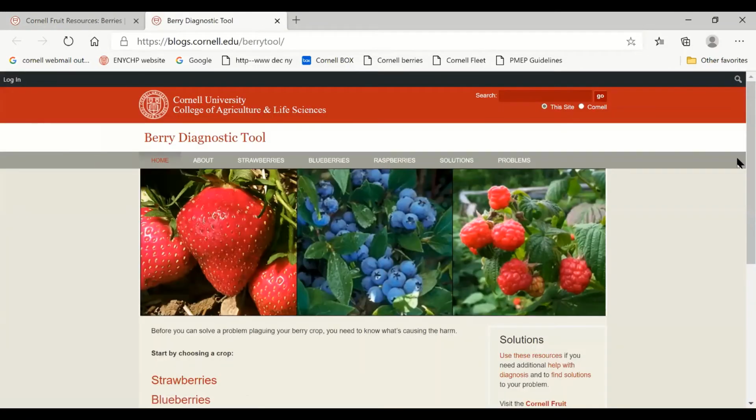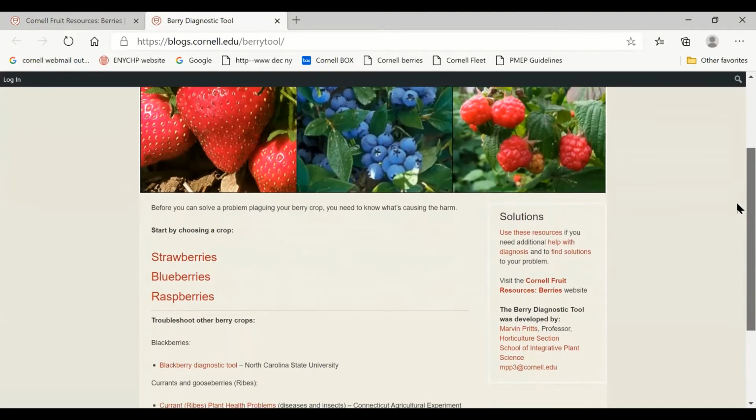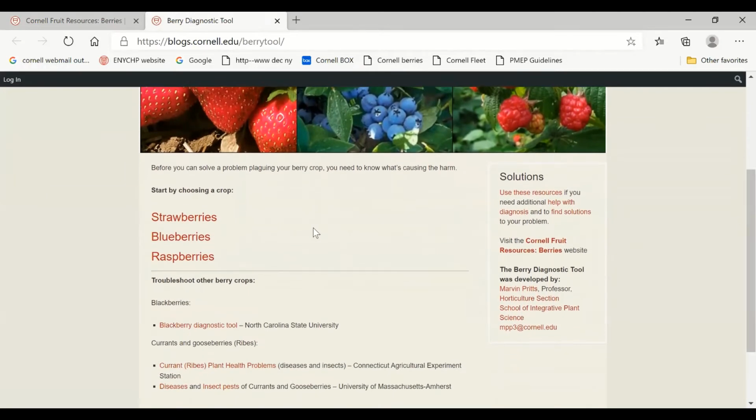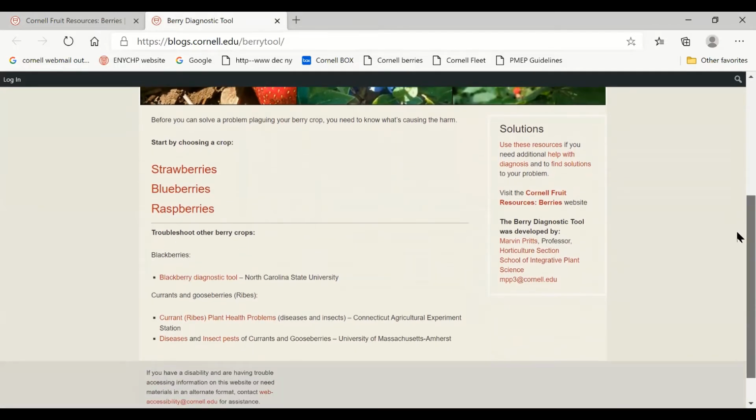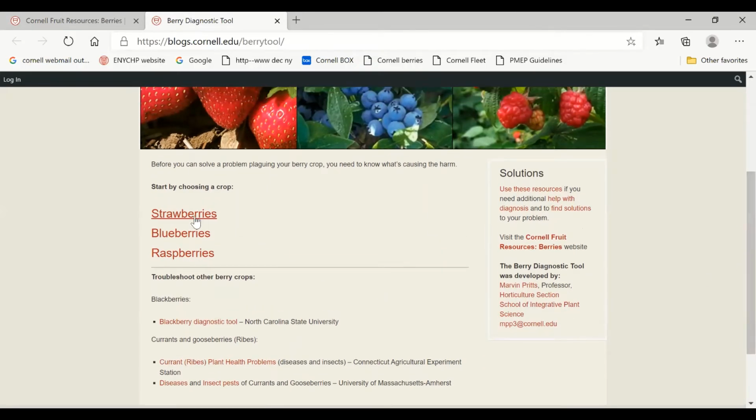And they're working to revamp this. They're trying to put new photos and everything. And you can start by choosing a crop. So Cornell hosted the strawberry, blueberry, and raspberries, and then they link to other diagnostic tools. For instance, blackberry diagnostic tool that's hosted by North Carolina State. And there's a Connecticut ag station for currants and ribes. And then there's some other things at UMass. So, you know, we make the most of what we've got for different things.